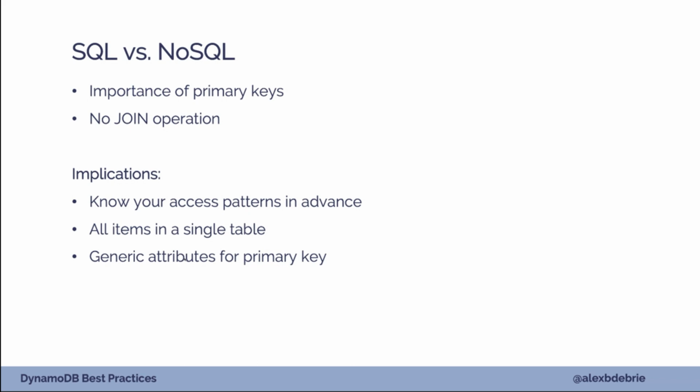The last implication of this is you're going to have very generic attributes for the primary key. I didn't introduce this up front because it's kind of jarring, but because you have all these different item types in a single table, they don't have the same attributes for that primary key. It's not like customers and order items would each have a username or an order ID or an item ID. So you have to have these more generic attributes that only really have meaning in your application.